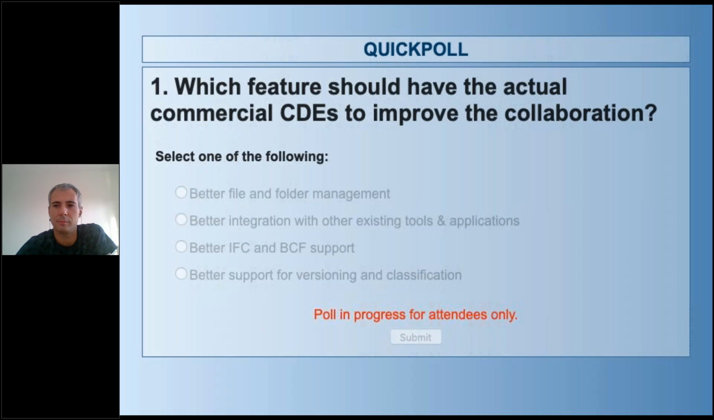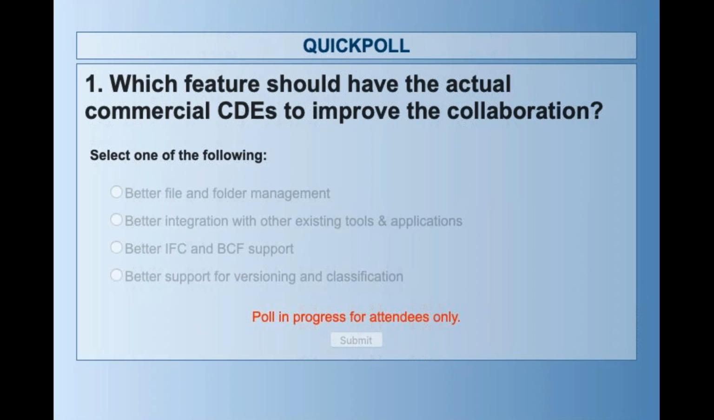So, hi, here is Larissa from the Architects Council of Europe. I'm going to do the polling questions. So here is a question that we can hear from the audience. We can have your feedback. So the first question is, which feature should the actual commercial CDE have to improve the collaboration? Select one of the following: better file and folder management, better integration with other existing tools and applications, better IFC and BCF support, better support for versioning and classification. So if you could please provide your answers.